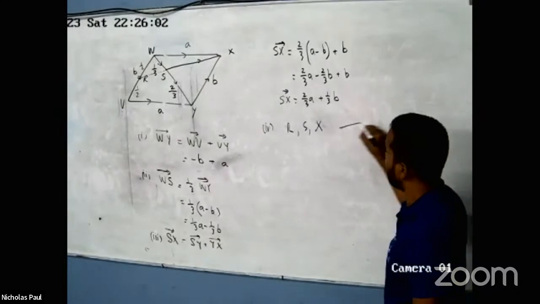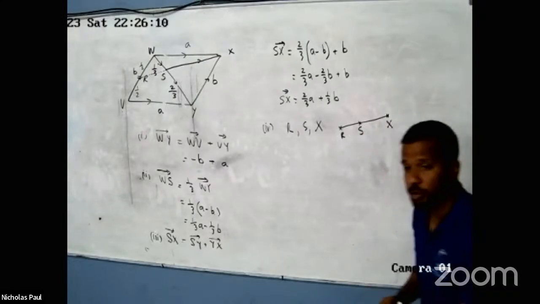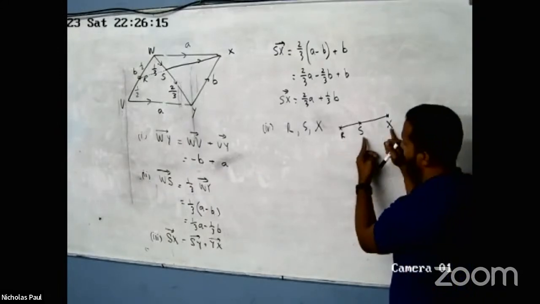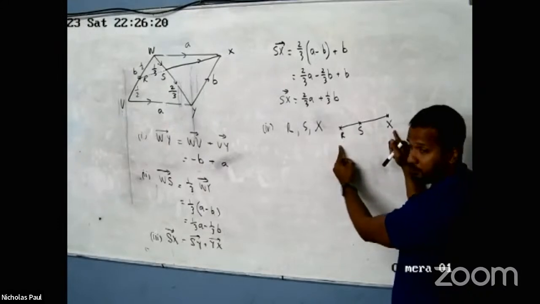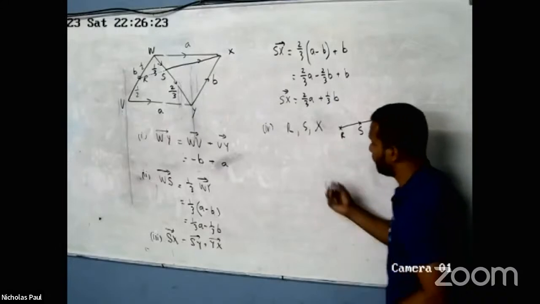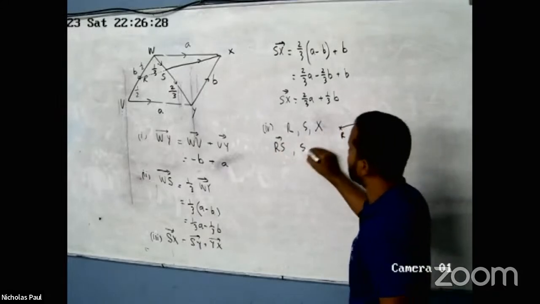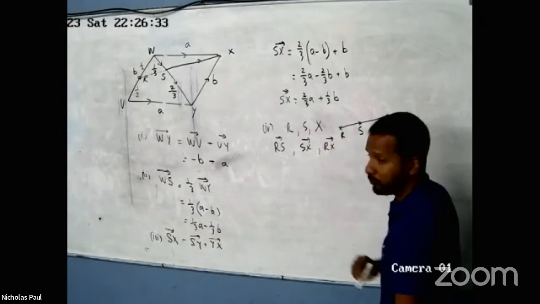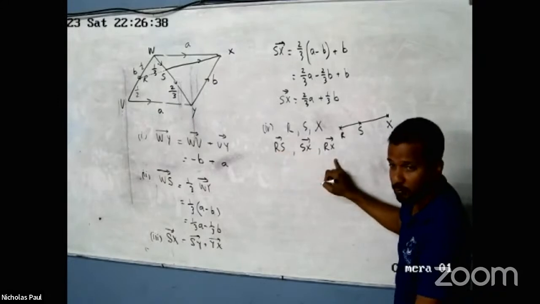So again, you have your line, you have R, you have S, and you have X. How do you show collinear again? You have to show that RS is parallel to SX, and you have to show that when you add them up, you will get the whole thing. So what do you need? You need RS and SX. We already have one, so you have to go and find these two. Okay, go ahead.